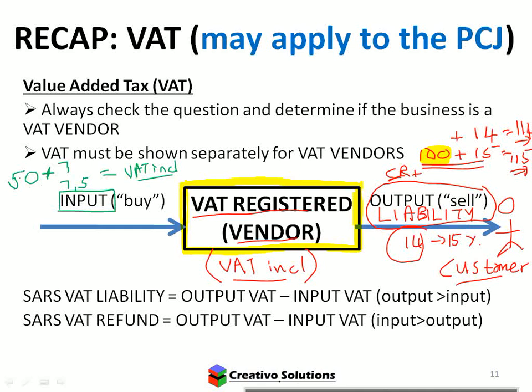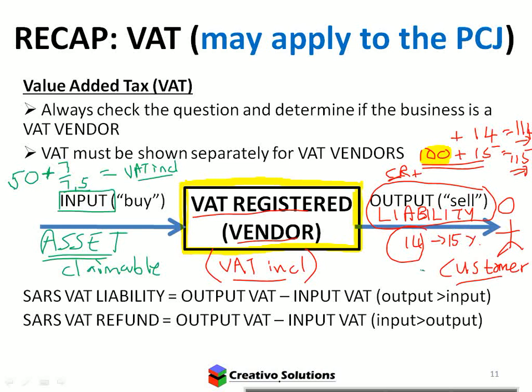Okay, so if we bought something for 50, 7 Rand or 7 Rand 50 is going to be claimable, and that's why we treat input VAT as an asset and output VAT as a liability. Okay, there's a reason why this is an asset, because it's a resource. You control it, you get to claim it. It's claimable from SARS. And then the liability is the obligation, it's payable to SARS. And that's that.